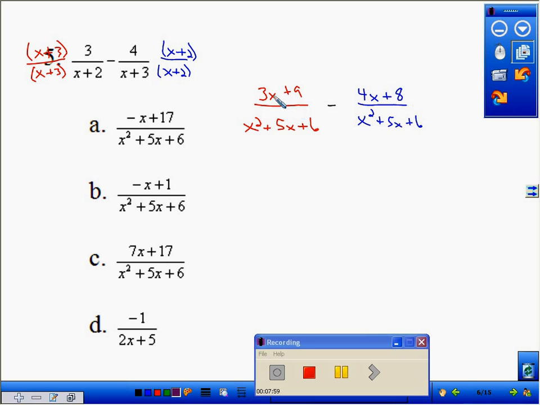Now we have to combine. Remember, we can only put hamburgers with hamburgers and cheeseburgers with cheeseburgers, and x's with x's. So we have 3x minus 4x. What's 3x minus 4x? Negative 1x. And then we have 9 minus 8. What's 9 minus 8? Positive 1. And then we have that over x squared plus 5x plus 6. So the answer is B.